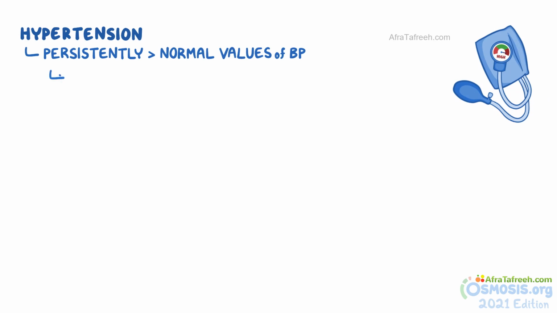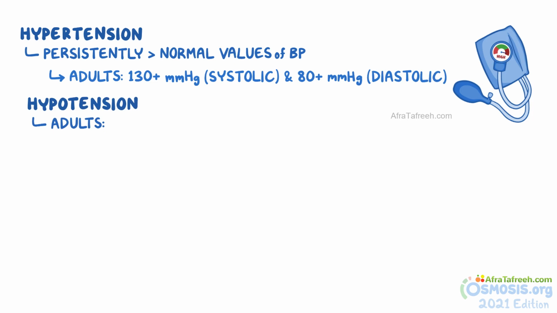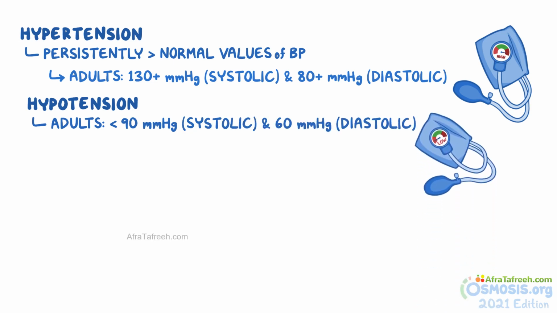So, hypertension is defined as persistently higher than normal values of blood pressure, which in adults means 130 millimeters of mercury or more for the systolic blood pressure and 80 millimeters of mercury or more for the diastolic blood pressure. On the other hand, hypotension for adults is when blood pressure falls below 90 millimeters of mercury for the systolic and 60 millimeters of mercury for the diastolic.